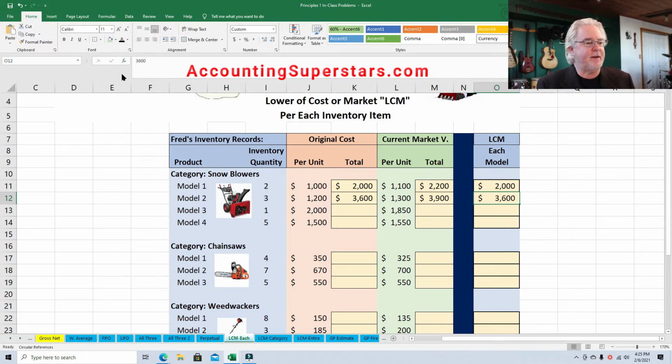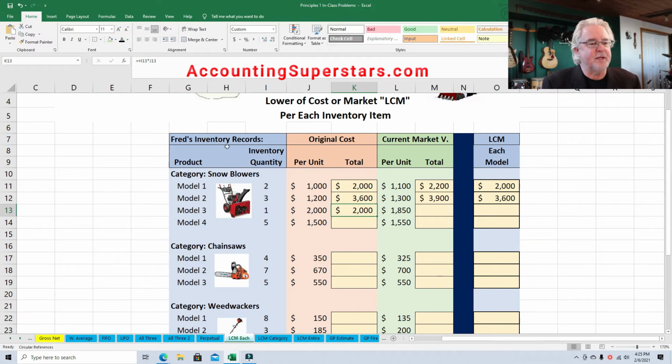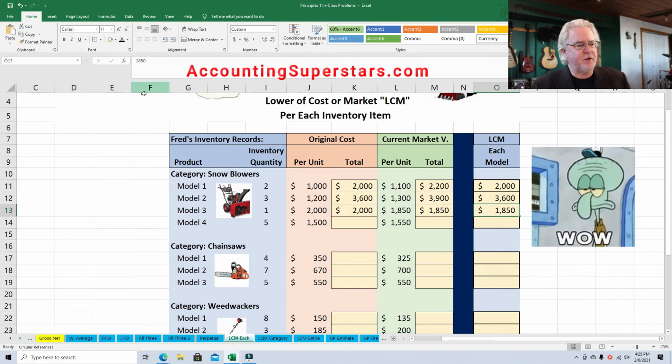So there we go. Let's do another example. So Model 3, Fred has 1 of those, and Fred originally paid $2,000 for it. So 1 times 2,000 is $2,000. Now, Fred is saying, if I had to replace that Model 3 snowblower and talk to my vendor and say, hey, I need another Model 3, can you send it to me? The vendor would say, yeah, sure, we're selling them for $1,850. So 1 times $1,850 is $1,850. And Fred is taking the lower of the 2, the lower of the cost or the market. So Fred would take the $1,850. All right, there you go, 1850.